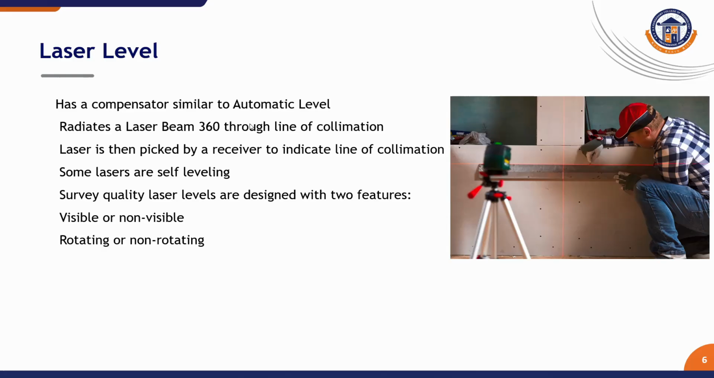Moving to modern technology, we have the laser level. This instrument radiates a laser beam around 360 degrees through its line of collimation. This beam is then detected by a receiver, which clearly indicates the level line. Many modern lasers are self-leveling. Survey quality laser levels are characterized by whether the beam is visible or non-visible, or whether it is rotating or non-rotating, making them highly efficient for certain tasks.